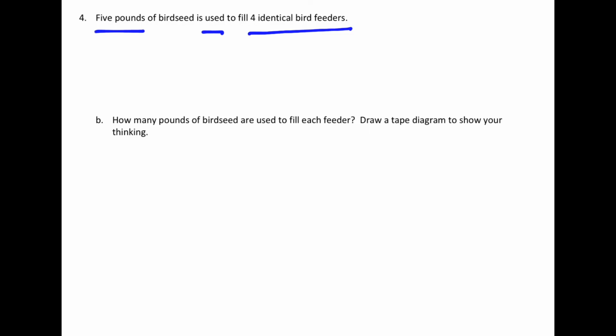Okay, so let's go ahead and write this out. We have 5 and we have 4. Whenever we see the word identical, that's going to be a key word for divide or division. Okay, guys? And so going based off what we've been learning throughout this whole week, how would I write this in fraction form?